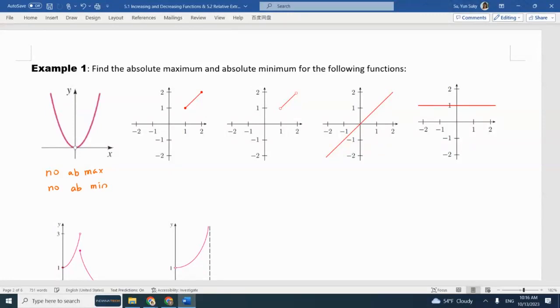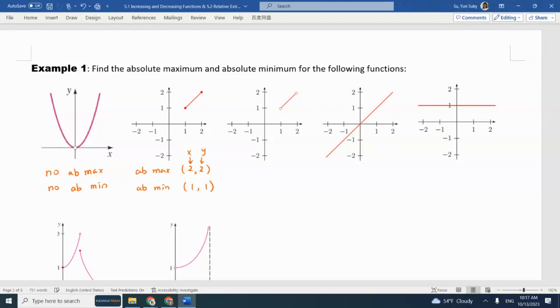Okay, Will, in the second picture, do we have an absolute maximum? Yes. Okay, so we have an absolute maximum. Tell me the point. 2, 2. Yes. So the x value is 2, the y value is also 2, right? How about the absolute minimum? Yes. And what's the point? 1, 1. Right? Everybody? Mm-hmm.